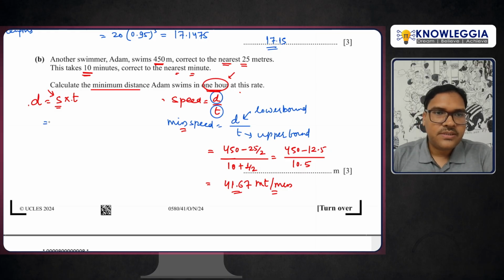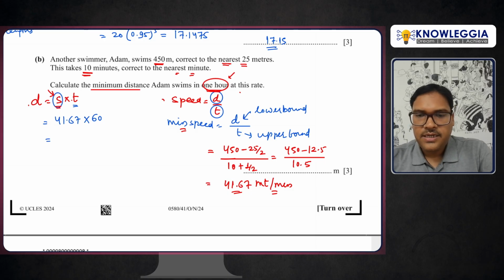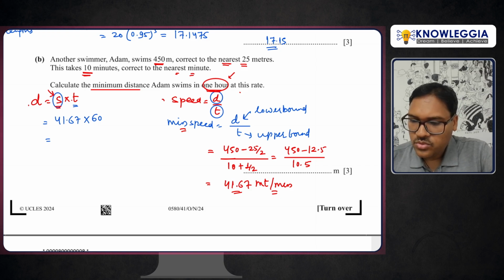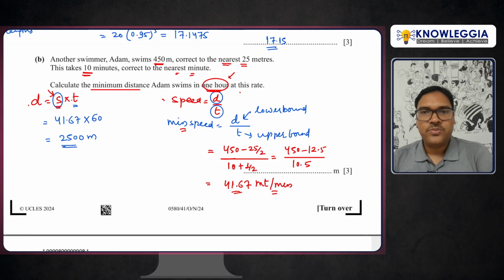Now, what is the minimum distance traveled? What is the minimum speed? You can see this is 41.67. And what is the time taken? Time taken is 1 hour. So 1 hour, that is 60 minutes, right? So what is the answer? This is 41.67 multiplied by 60, which is equal to 2500. And what is the unit? This is meters. So that is the answer for this question. I hope this is clear.